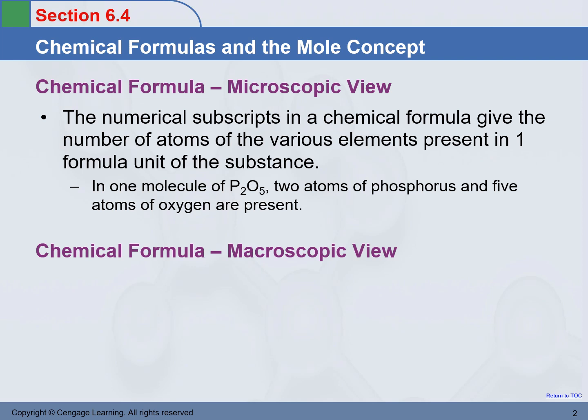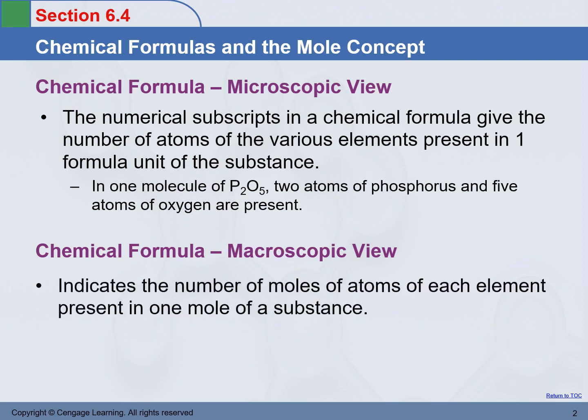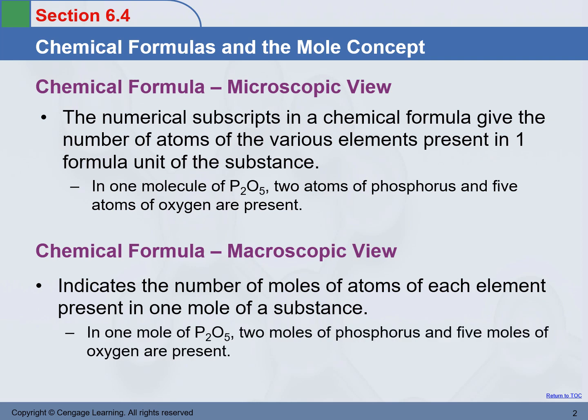Well, now, since we have introduced the mole concept, we have a different way to look at our chemical formula, which is called the macroscopic view. In the macroscopic view, the numerical subscripts indicate the number of moles of atoms of each element in 1 mole of a substance. Again, using P2O5 as an example, the formula P2O5 tells us in every 1 mole of P2O5, there are 2 moles of phosphorus and 5 moles of oxygen.